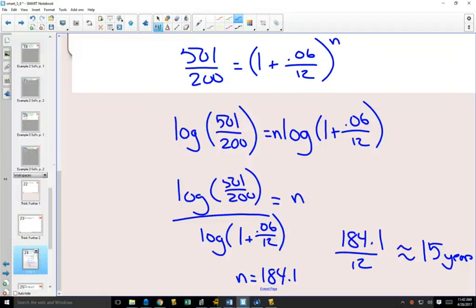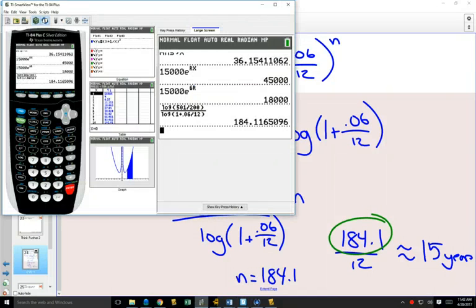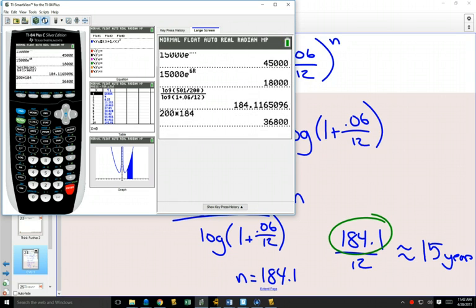How much does it actually cost you to get that $100,000? Because you have put in $200 184 times. So if we go to our calculator and say, how much did that actually cost me? 200 times 184, it only cost you $37,000 to get $100,000. Wow.